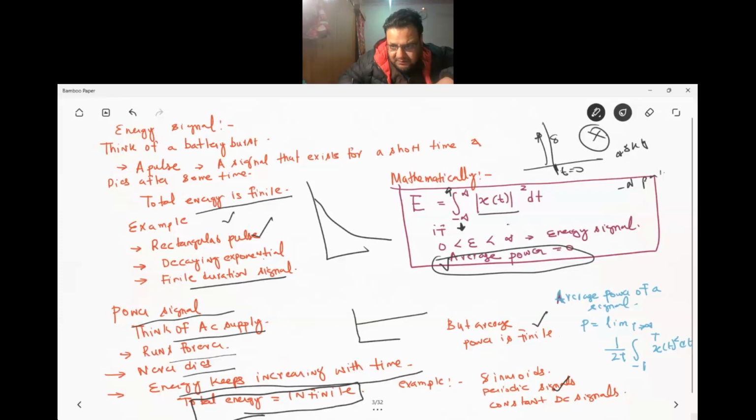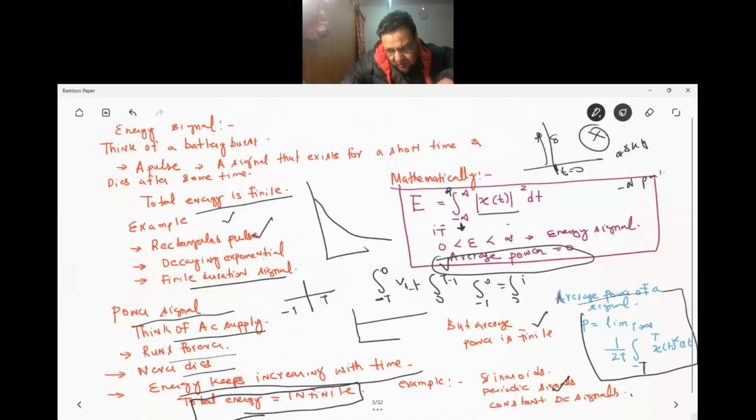So the average power of a signal is given by this expression. This expression can be slightly modified also. If you write 1/2T, you're moving from minus T to T. If the integral from minus T to 0 is equal to the integral from 0 to T, then you can write this as 1/2T times 2 times the integral from 0 to T. This 2 cancels. So you can also write the power of the signal as 1/T times the integral of x(t) squared from 0 to T, which I have written in the next slide.